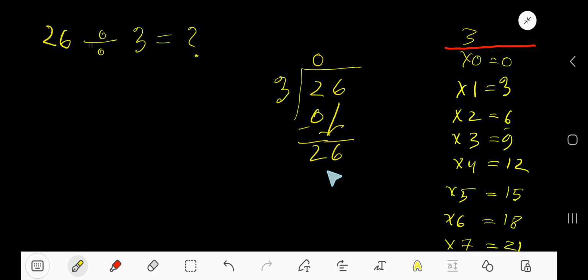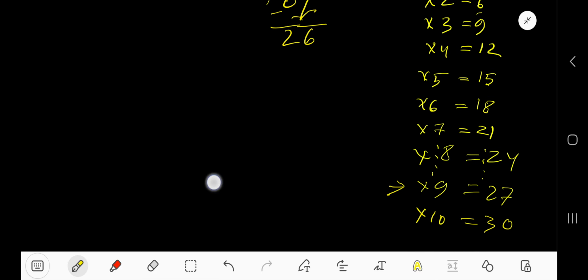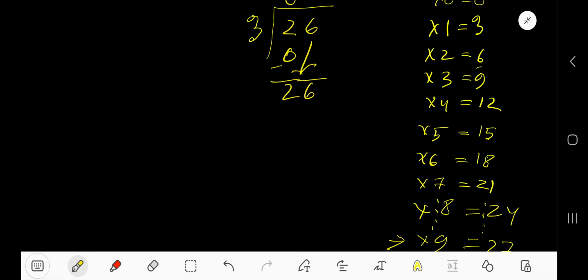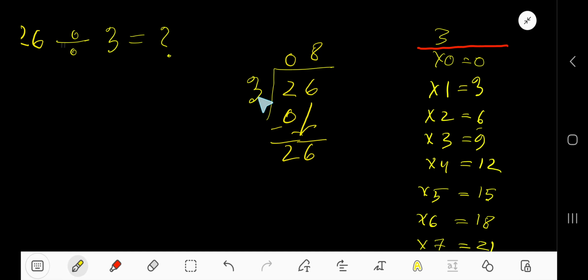3 goes into 26 how many times? Look here, 9 times is 27, which is too big, so 8 times. 8 times 3 is 24. Subtract, you are getting 2. So our answer is 08, meaning 8 remainder 2.